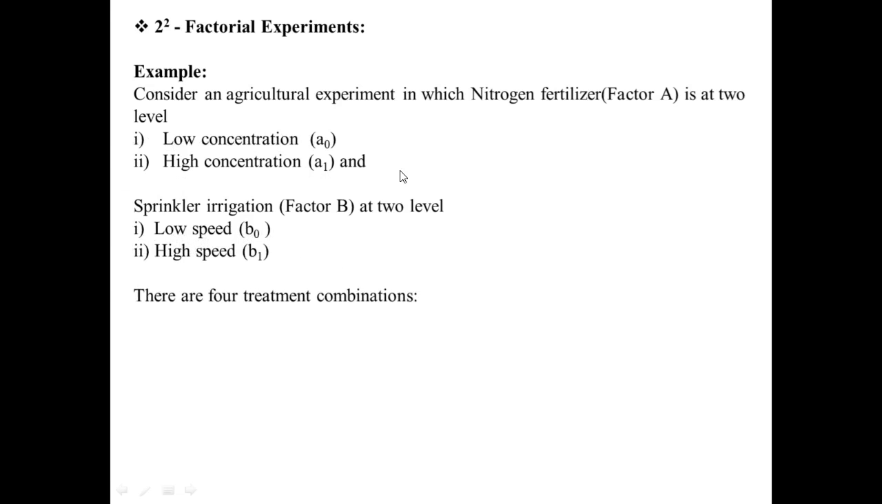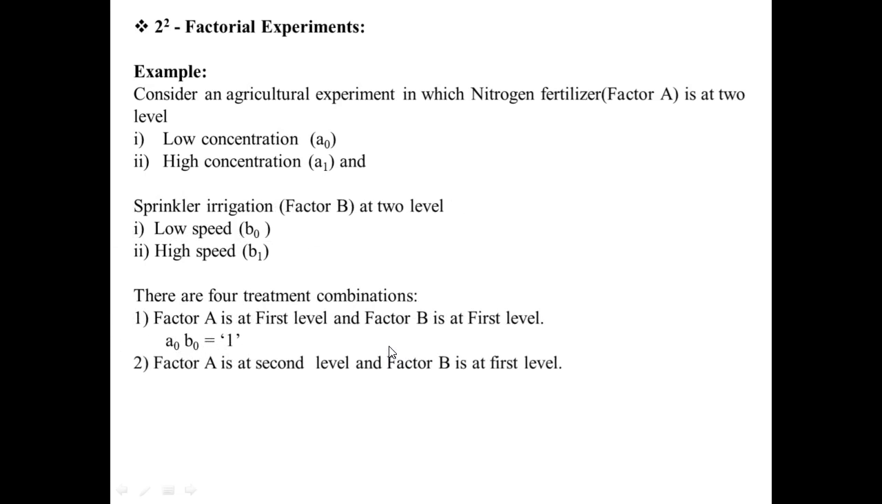So in this type of design, we get 4 types of treatment combinations. What are the different combinations? Our first combination is factor A at first level and factor B at first level. If we consider this example, our first treatment combination is nitrogen at low level and factor B at low level, that is low speed. So our first treatment combination is A0 into B0, and this A0 B0 is denoted by (1).